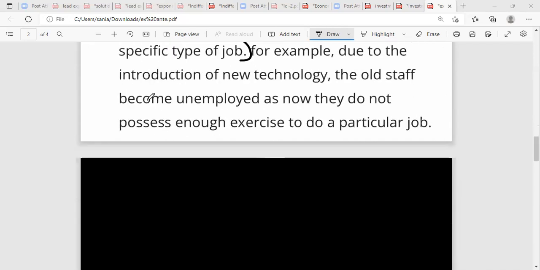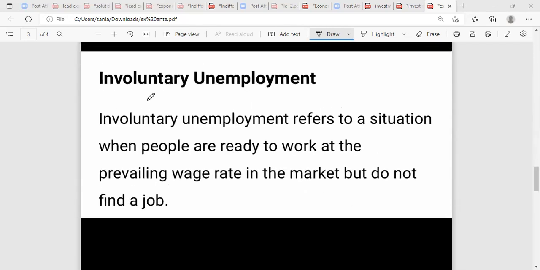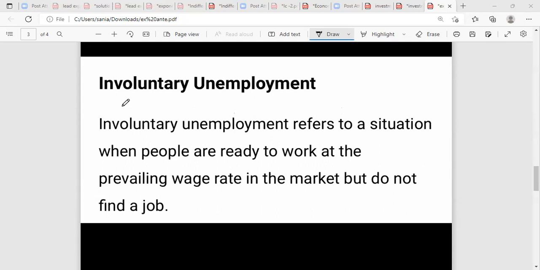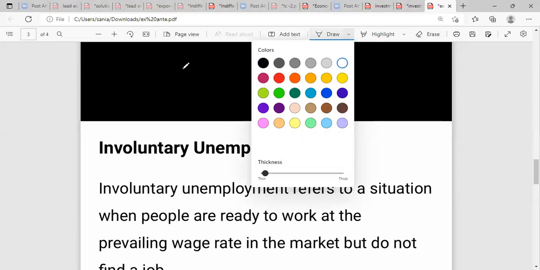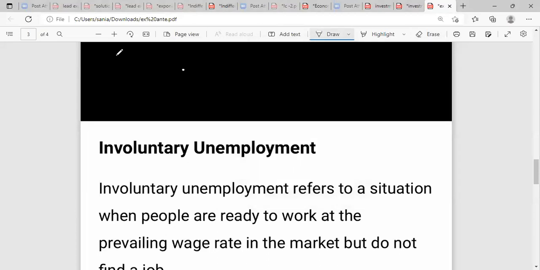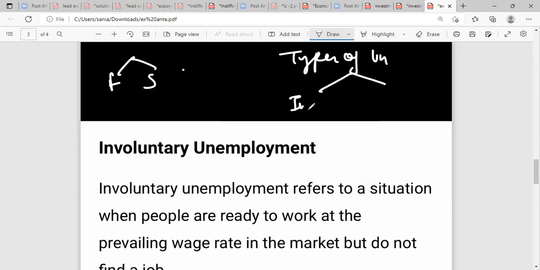Okay. So you people can take a screenshot. I'm just explaining it. Later on, you can write. Now, what we discussed earlier, the types of unemployment under full employment, that was frictional and structural, right? But if I talk to you about types of unemployment in general, there are two types, one is involuntary and the other one is voluntary, right?